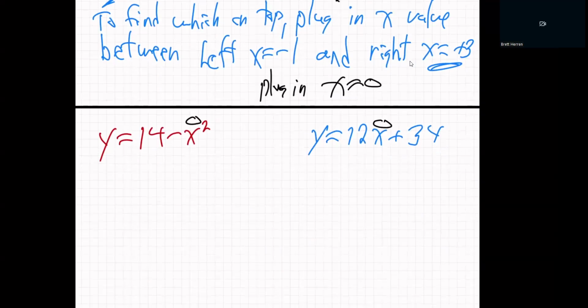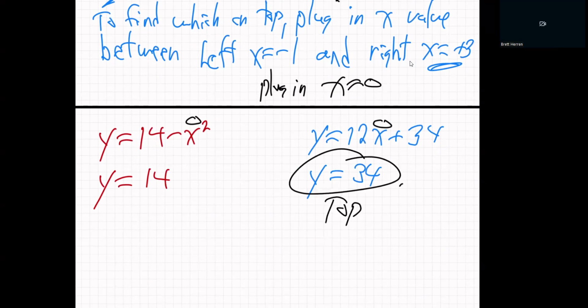Boom, and boom. And so that's easy. That's easy math. That's just 14. And this is 34. So this one's clearly on the top because it's higher. That's the one on the top. So the straight line is on the top.